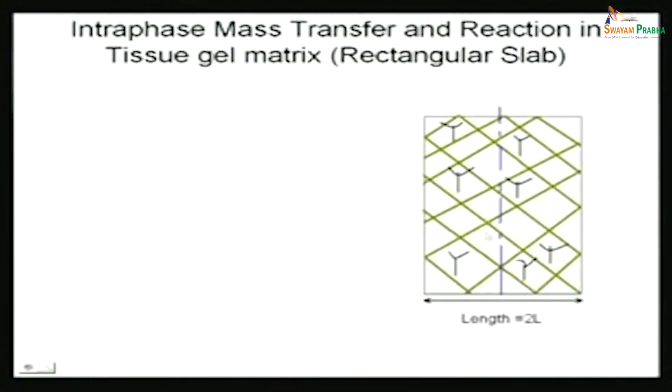What is my governing equation for the rectangular slab? In this case, interphase mass transfer and reaction. It's right there in the title: interphase mass transfer and reaction in the rectangular slab. So these receptors are entrapped inside. So what would be my governing equation?